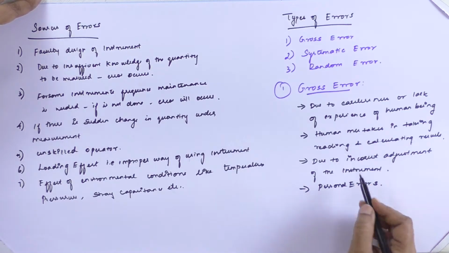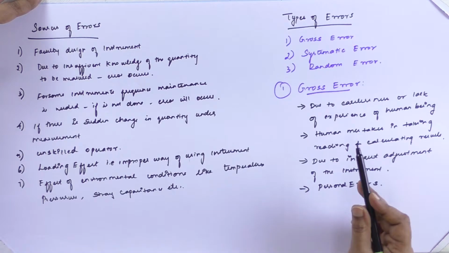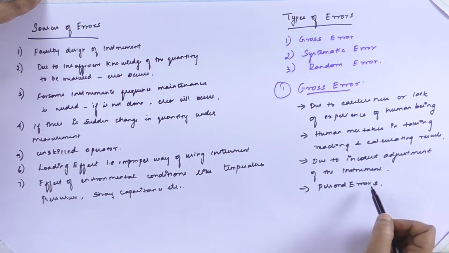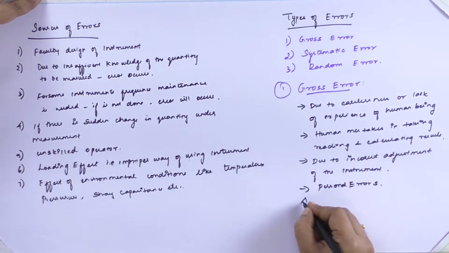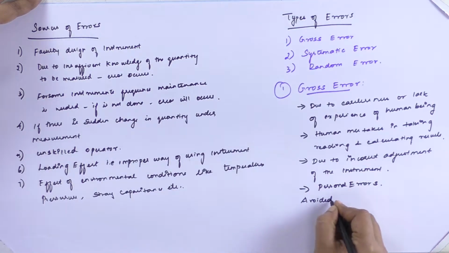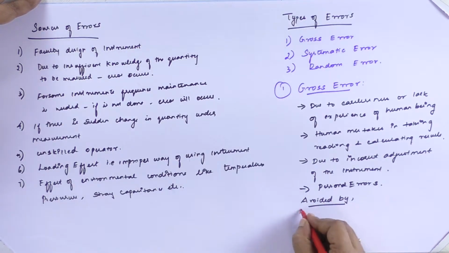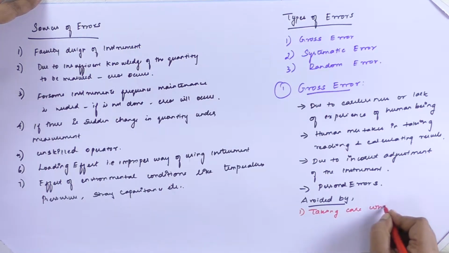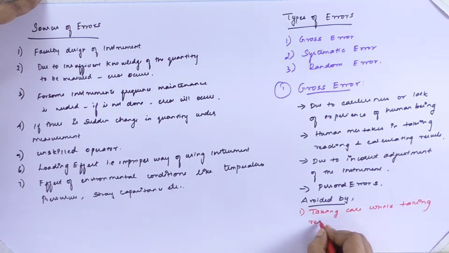So, these gross errors cannot be eliminated completely because they depend on the human mistakes. But they can be reduced by some ways so that we can get accurate readings without these gross errors. These gross errors can be avoided by taking care while taking readings and calculating the results.